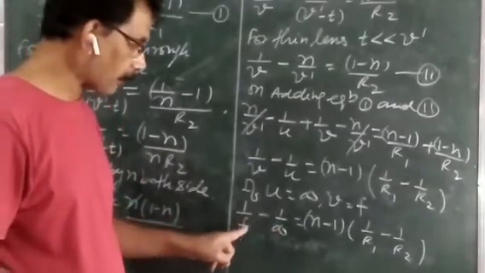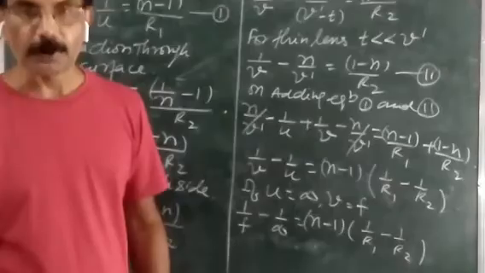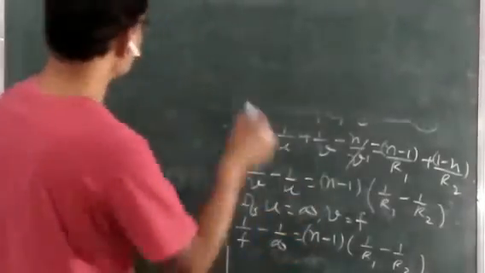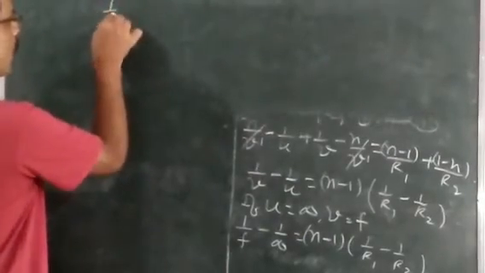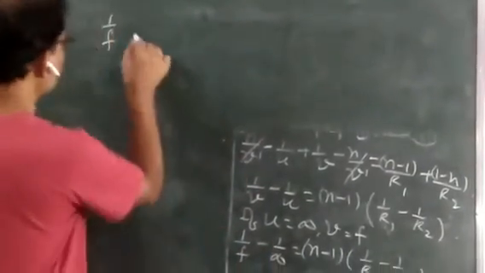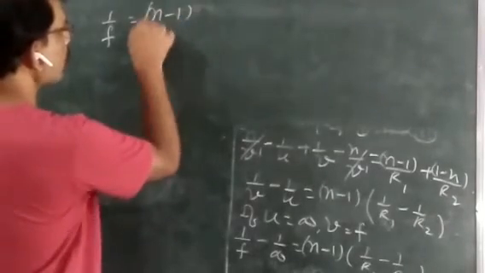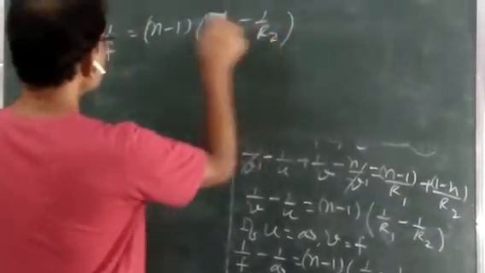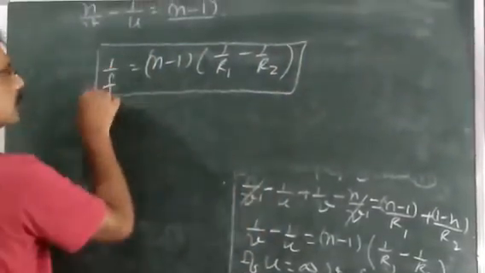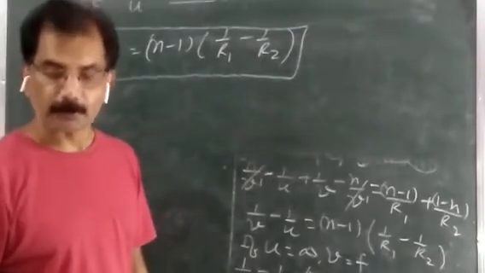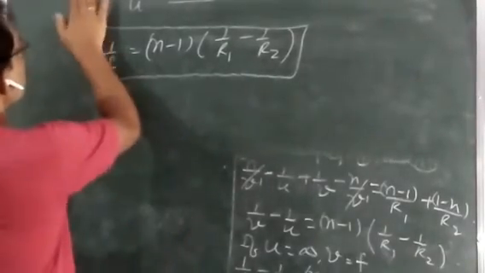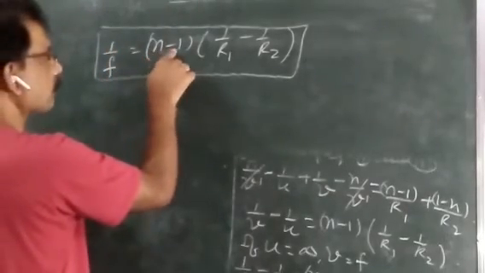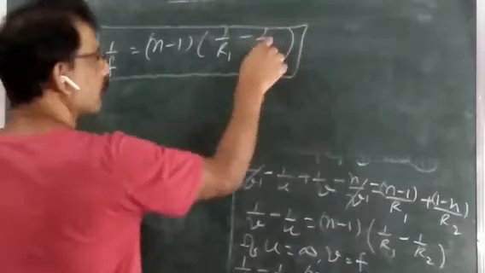So you can get here 1 upon f is equal to (n minus 1) times (1 upon r1 minus 1 upon r2). So you can write the final equation: 1 upon f is equal to (n minus 1) times (1 upon r1 minus 1 upon r2). This final result is called the lens maker formula. It means for the lens maker formula, we will use this one formula: 1 upon f is equal to (n minus 1) times (1 upon r1 minus 1 upon r2).